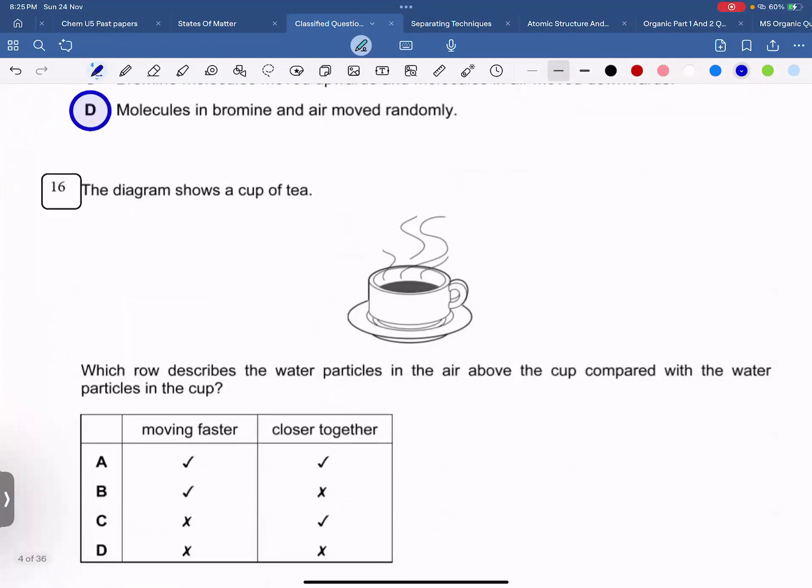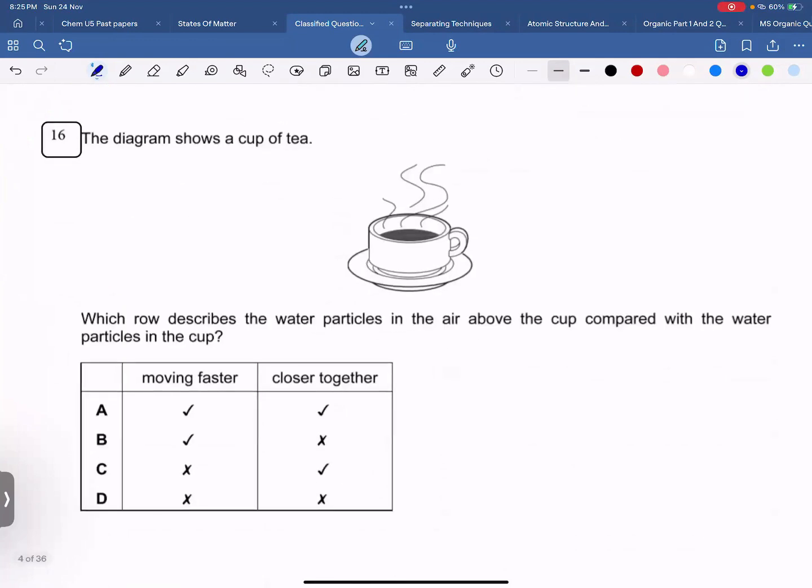The diagram shows a cup of tea. Which row describes the water particles in the air above the cup compared with the water particles in the cup? So, in the air above the cup, moving faster than the particles inside the cup. So moving faster, not C and not D. Closer together, which is incorrect. So the answer is going to be B.